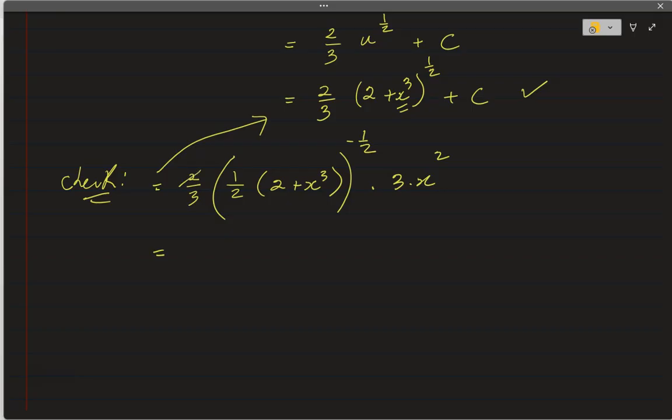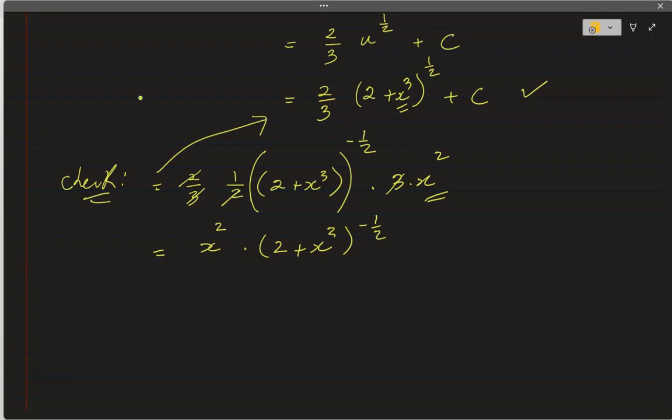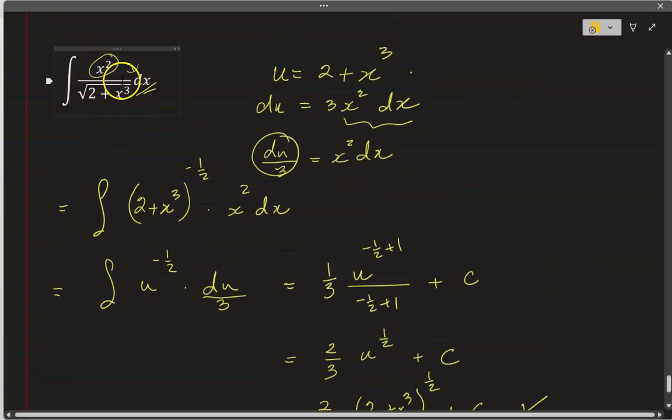You notice that the 2 and a 2 divide, and then the 3 and a 3 divide. So what you will have is x squared times 2 plus x cubed to the negative 1/2, which is equal to x squared over the square root. Negative 1/2 means you drop it down to the denominator, and then the square root of 2 plus x cubed. That is our original differentials, which is right there.